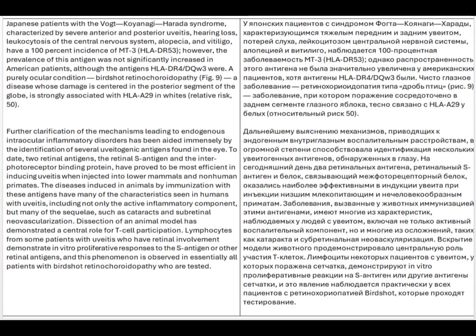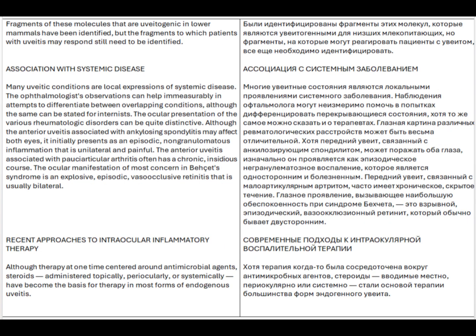Lymphocytes from some patients with uveitis who have retinal involvement demonstrate in vitro proliferative responses to the S antigen or other retinal antigens, and this phenomenon is observed in essentially all patients with birdshot retinochoroidopathy who are tested. Fragments of these molecules that are uveatogenic in lower mammals have been identified, but the fragments to which patients with uveitis may respond still need to be identified.